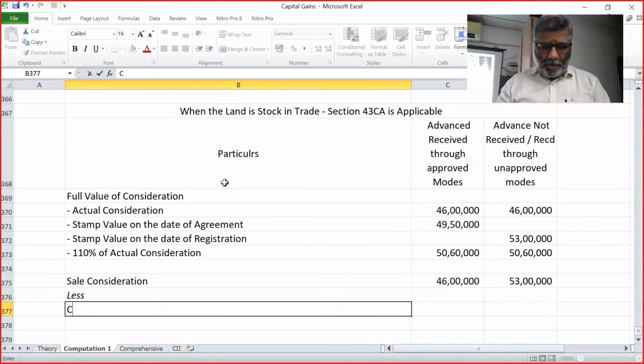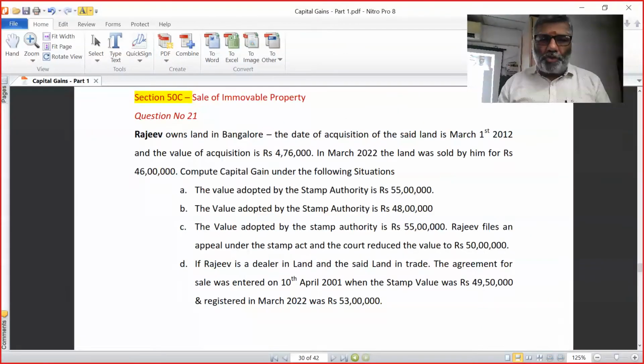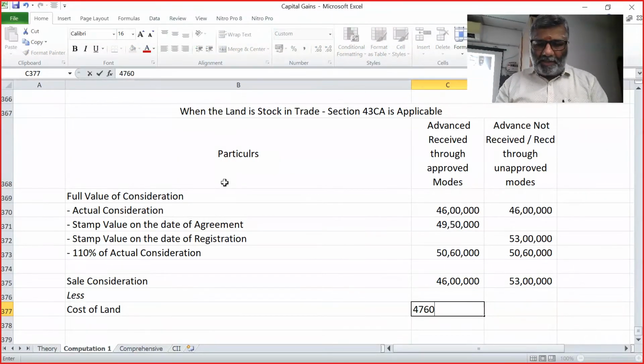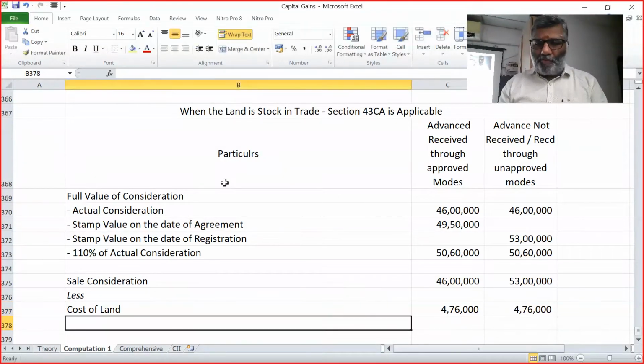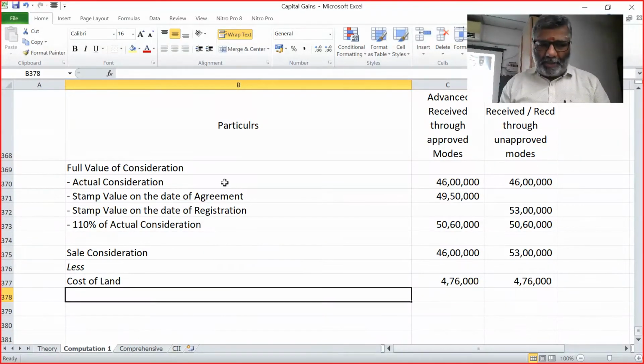Less cost of land. Okay, cost of land 4 lakh 76,000. So you will get a gross profit. I'm not taking the business expenditure, only gross profit.